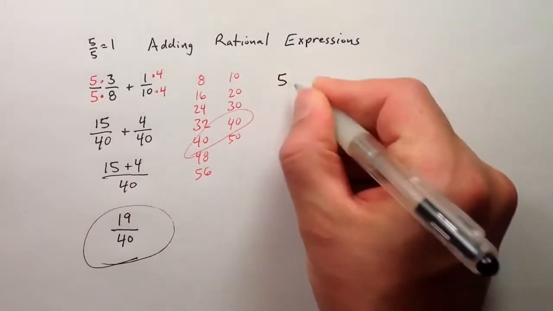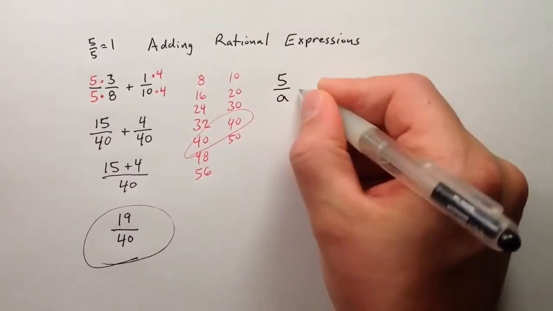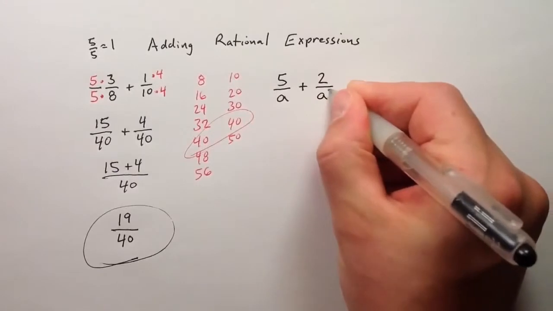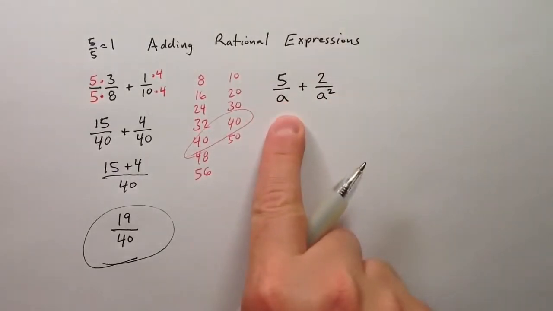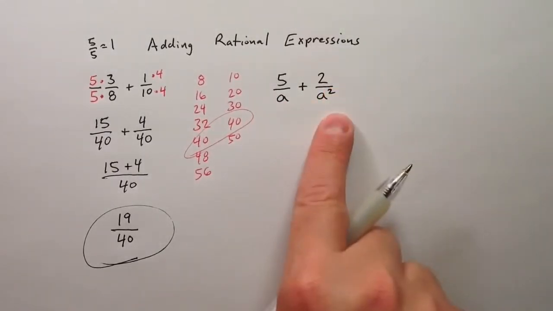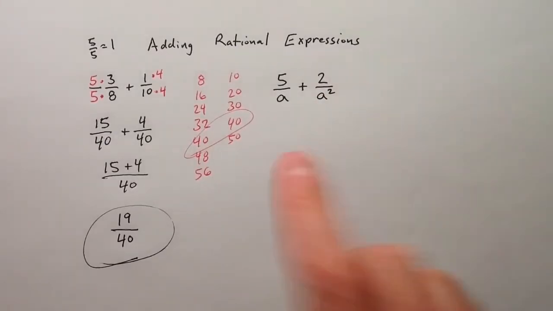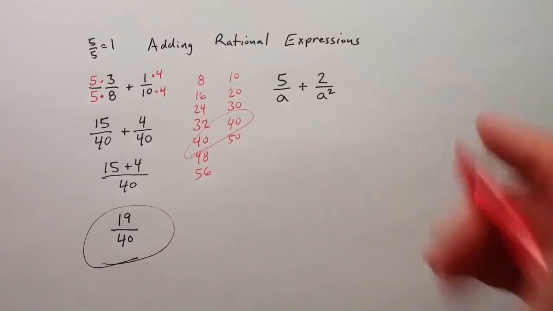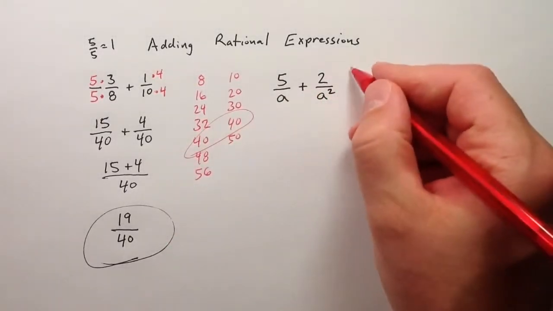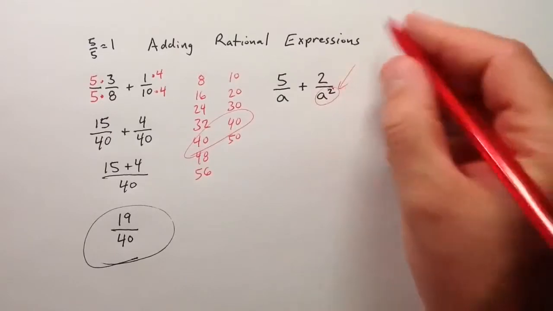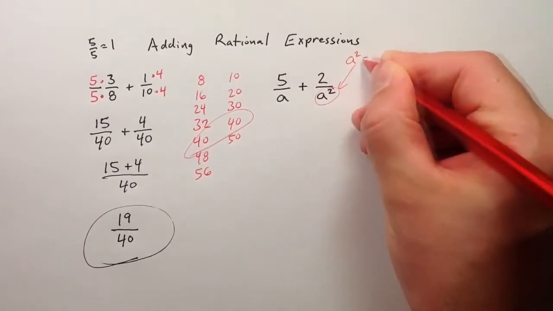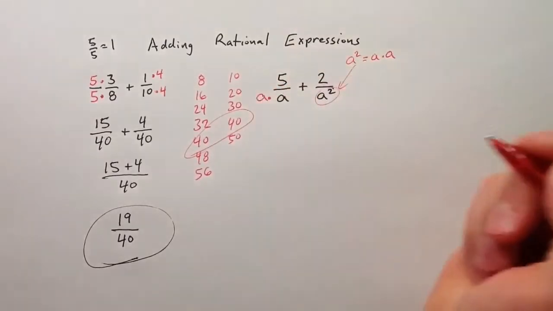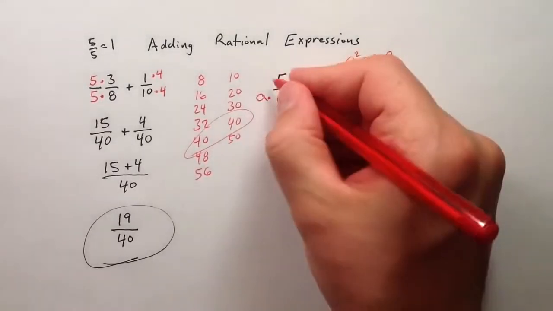A second example I'd like to look at involves variables. Of course, rational expressions can involve variables. And so I might have an expression like 5 over a plus 2 over a squared. In a similar way, I can adjust those fractions to create a common denominator. In this case, a squared, we know, is just a times a.